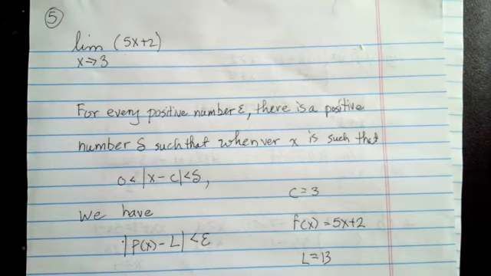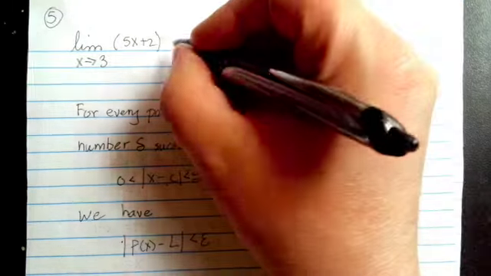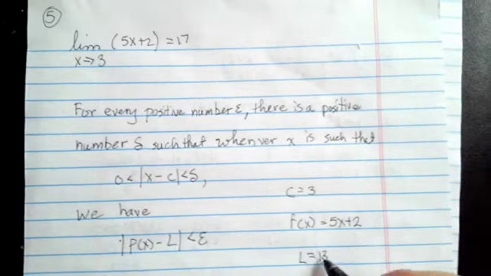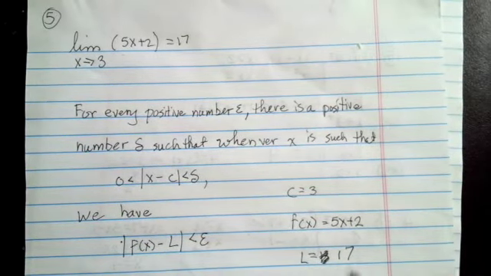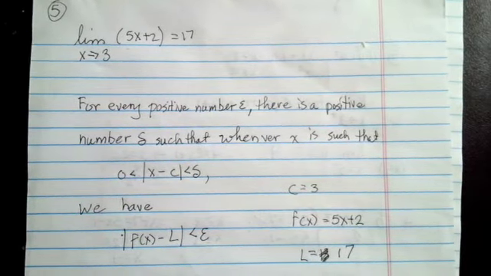In number 5, we have a limit proof. What we've got to do is evaluate the limit as x tends to 3 of 5x plus 2, and then prove that that is the actual value. The limit of 5x plus 2 as x approaches 3 is going to be, I think, 17. And I made a mistake down here, which I will correct. So what we've got to do is prove that that is actually the limit of that function at that point.